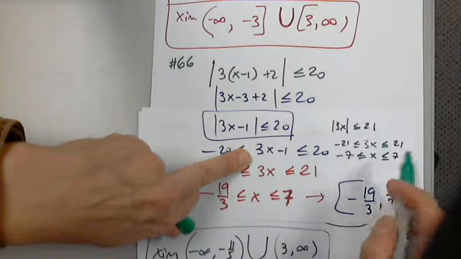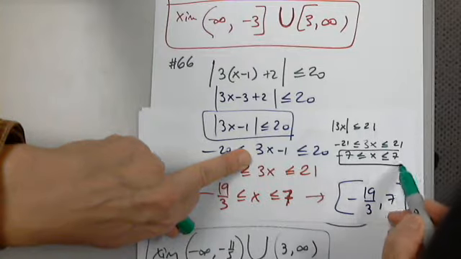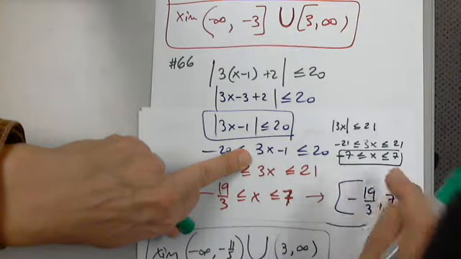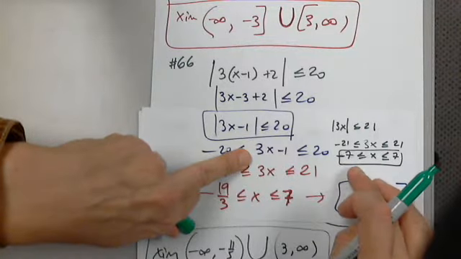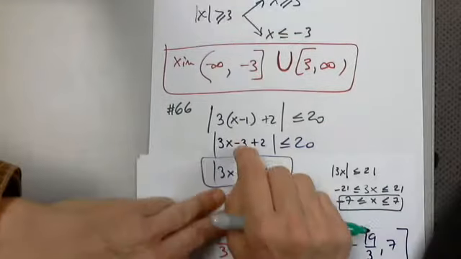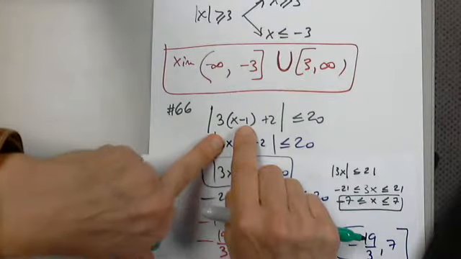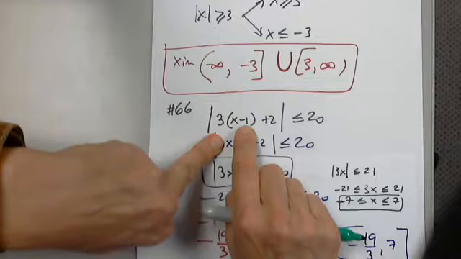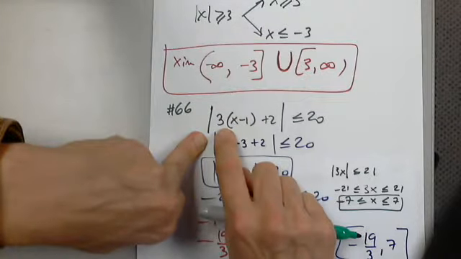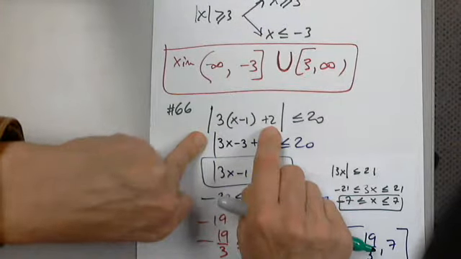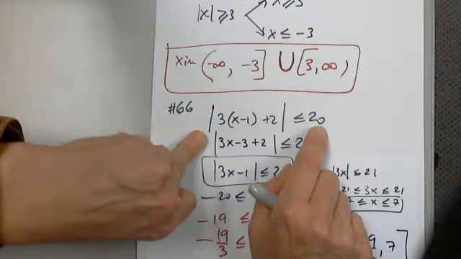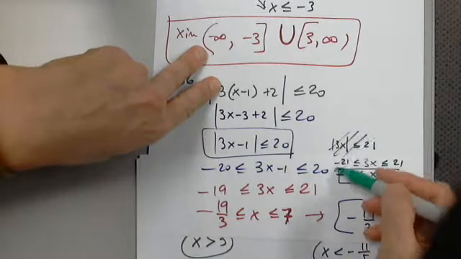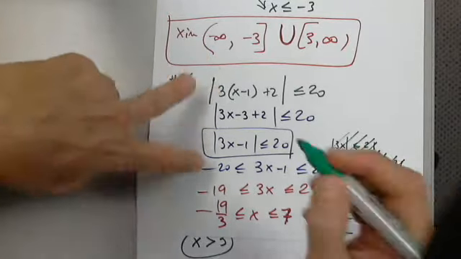Perfect question. In this answer, you agree that x can be negative 7, correct? Yes. So negative 7 is in the solution. I want to check. Okay, so I go back. Negative 7 minus 1 is negative 8. Negative 8 times 3 is negative 24, plus 2, negative 22 in absolute value. Is 22 less than or equal to 20? No. So here is the reason why we can never do that.